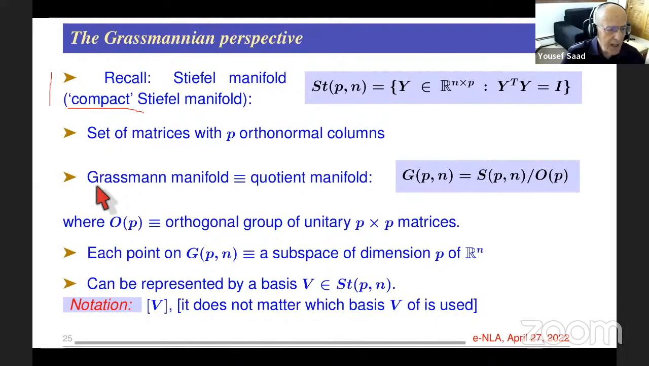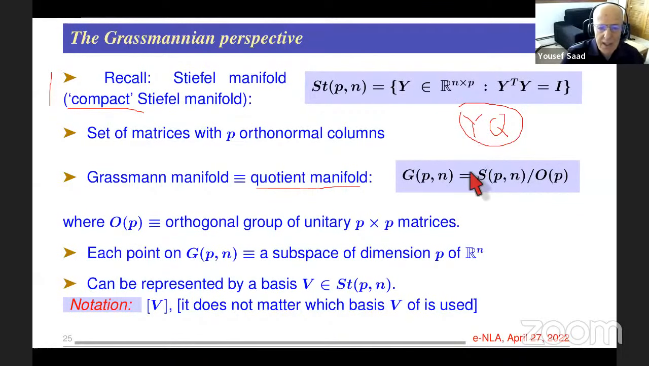Okay, and the Grassmannian manifold is essentially what you might call a quotient manifold. So essentially, I'm taking all of these matrices, a matrix Y, and then you can multiply it by a certain matrix, let's say Q here, which is P by P. If I did this, I get a different orthogonal matrix, but I get the same subspace. Generally, it's the same subspace.